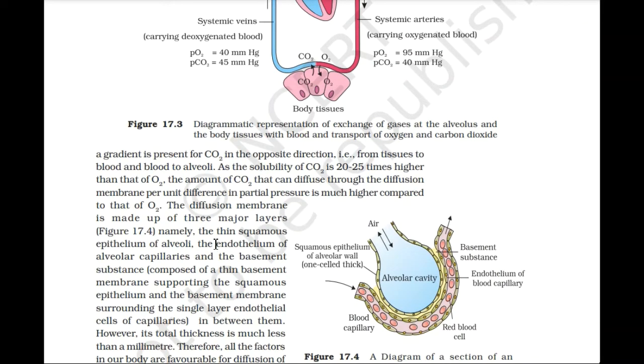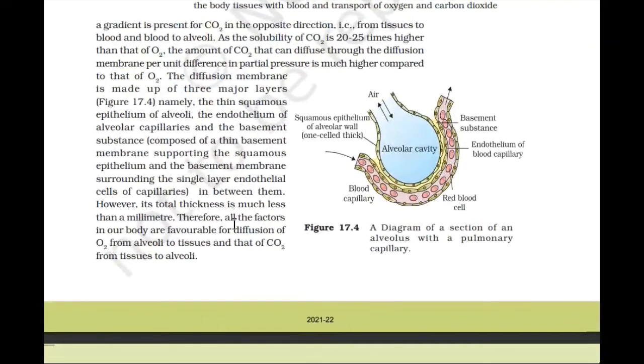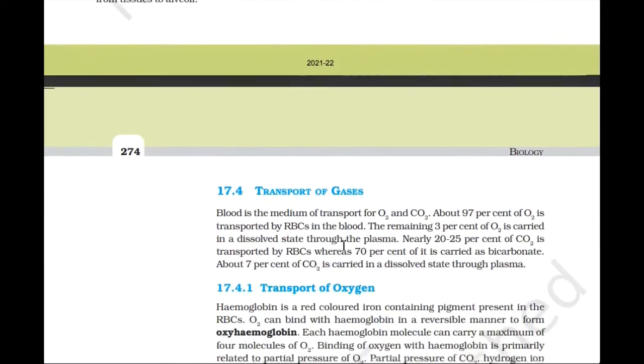The diffusion membrane is made up of three major layers, namely the thin squamous epithelium of alveoli, the endothelium of alveolar capillaries, and the basement substance composed of a thin basement membrane supporting the squamous epithelium and the basement membrane surrounding the single layer of endothelial cells of capillaries in between them. However, its total thickness is much less than a millimeter. Therefore, all the factors in our body are favorable for diffusion of O2 from alveoli to tissue and that of CO2 from tissue to alveoli.